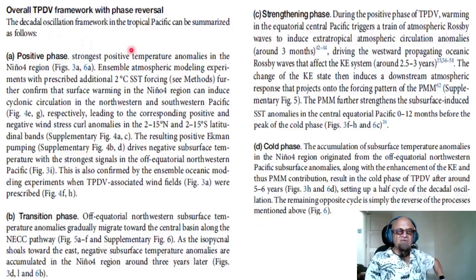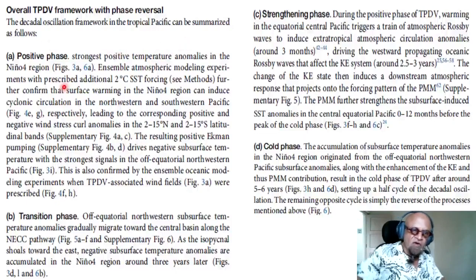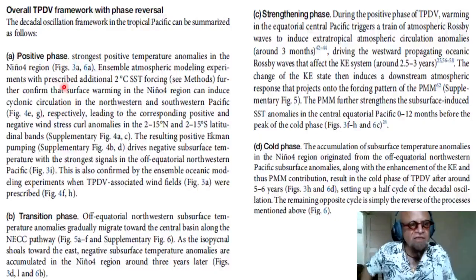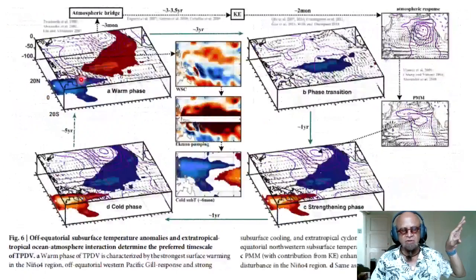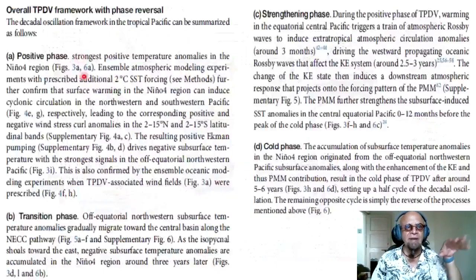Overall TPDV framework with phase reversal. The decadal oscillation framework in the tropical Pacific can be summarized as follows. Now you go back and look at the figures. Positive phase, strongest positive temperature anomalies in the Nino 4 region, which is on the western side, which is shown in the figures that we just saw. So figure 6a and 3a, I'm not going to go back.